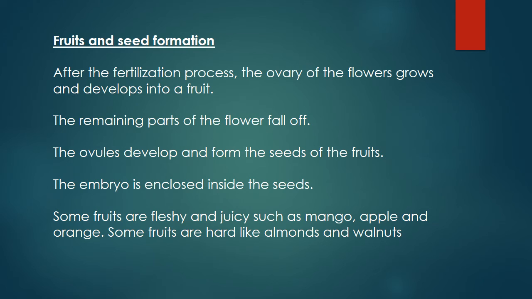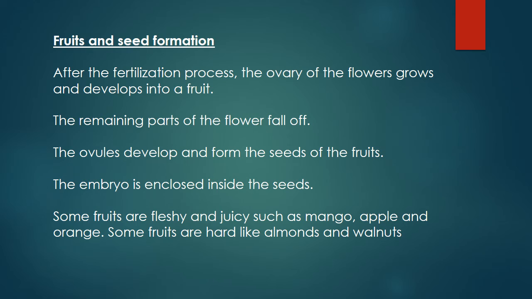So the ovules develop and form the seeds of the fruits, and the embryo, that is the zygote, is enclosed inside the seeds. Some fruits are fleshy and juicy, such as mango and apple, and some fruits are hard, like almond and walnut. So the ovary containing the ovule changes into a fruit containing the seed. The seed is nothing but the embryo. And again, the seed will start germinating, become a seedling, and then grow into a new plant.